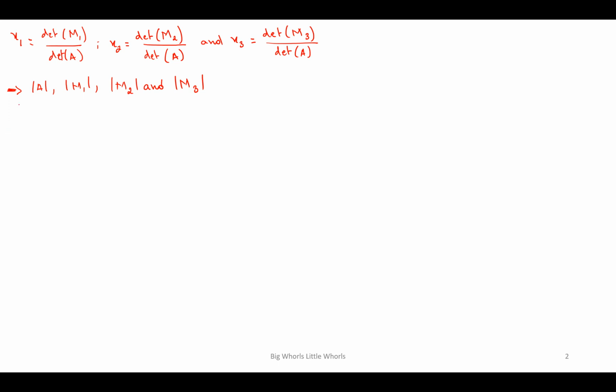So we have first our matrix A, which is equal to 2, 1, minus 3; 1, minus 2, 1; and 3, 4, minus 2.